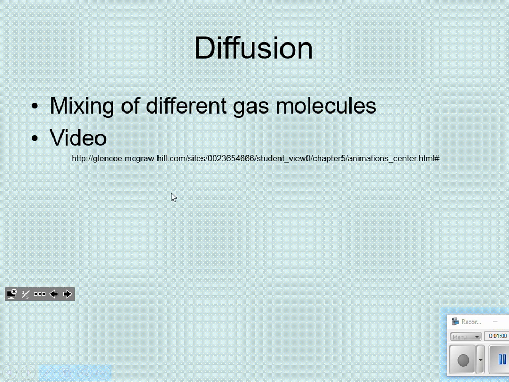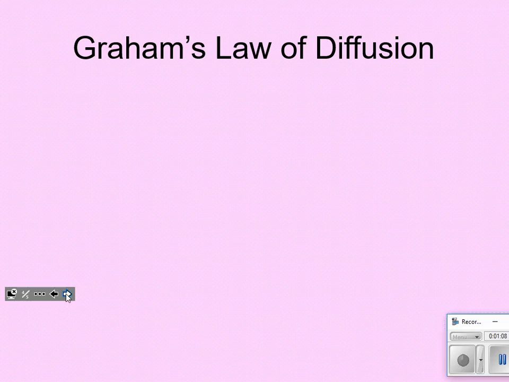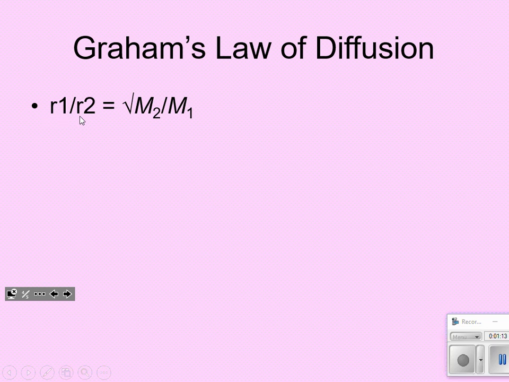Our old chemistry textbook has a very good animation center, and here's a link to it, so if you ever wanted to, you could get to the link yourself, of the equation as well. So here's the equation that was given to us: R1 over R2, so the rate of the first gas divided by the rate of the second, equals the square root of M2 over M1.